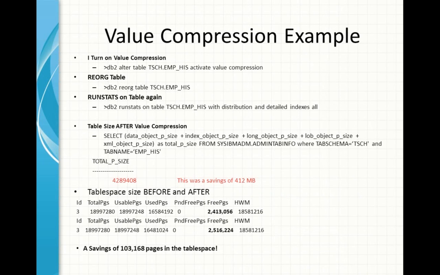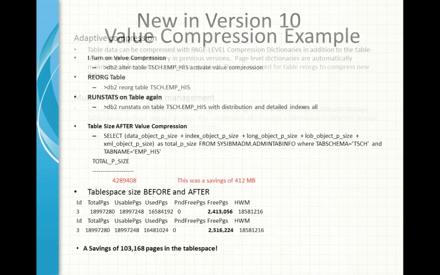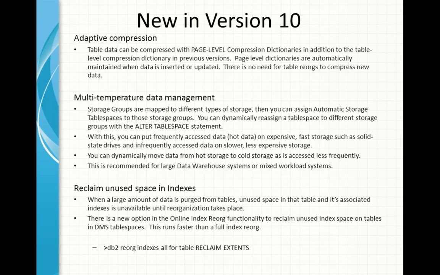We had one table that returned a positive value of 14. The table is about 4.7 gigabytes in size. So as a test, I first did a reorg and run stats on the table so I could get a very accurate size of before compression. Turned out to be about 4.7 gigabytes. I then turned on value compression with this alter table command. The reorg then did a full reorg on the table, run stats on the table, checked the size afterwards, and it was about 4.2 gigabytes. So we saved about 10% on the size of that table.